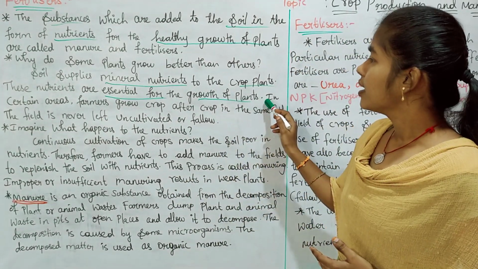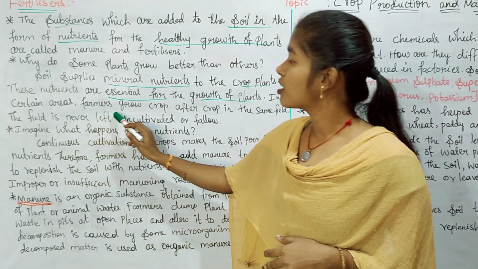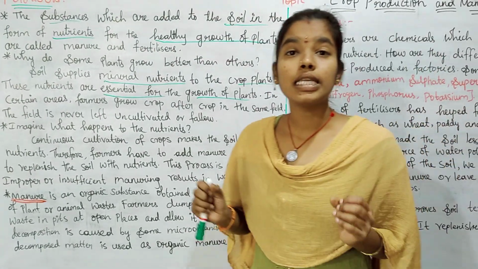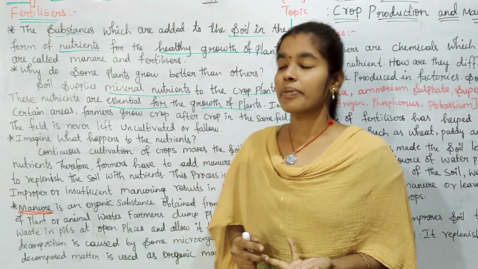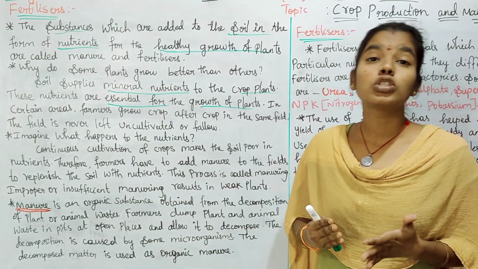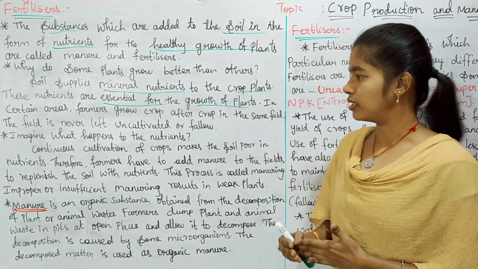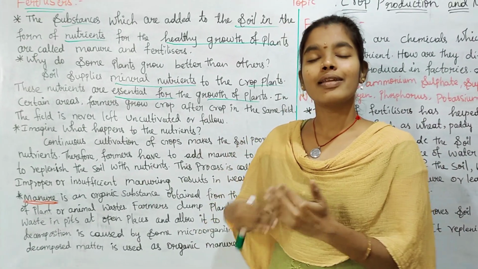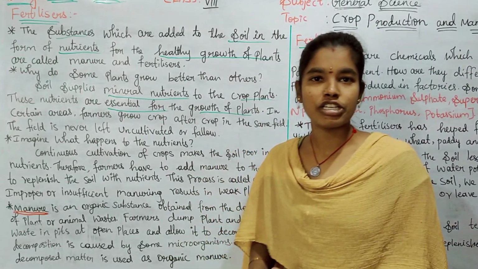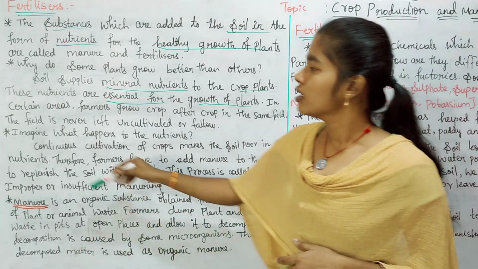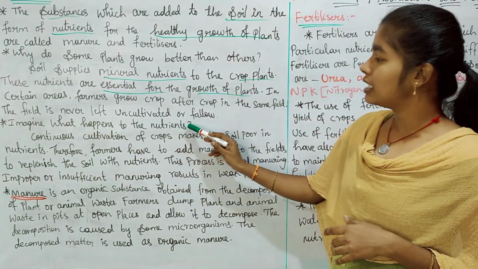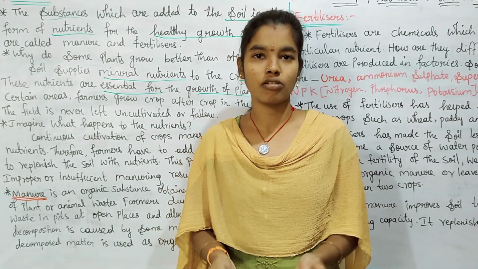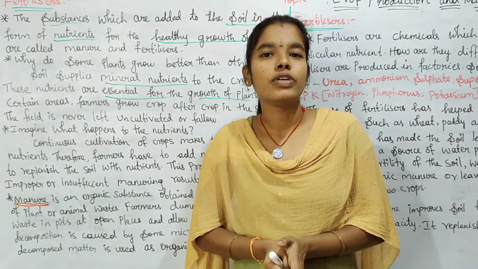And in certain areas, farmers grow crop after crop in the same field. One crop cultivation is over, then again they do another crop cultivation in that same soil. So the field is never left uncultivated or fallow.